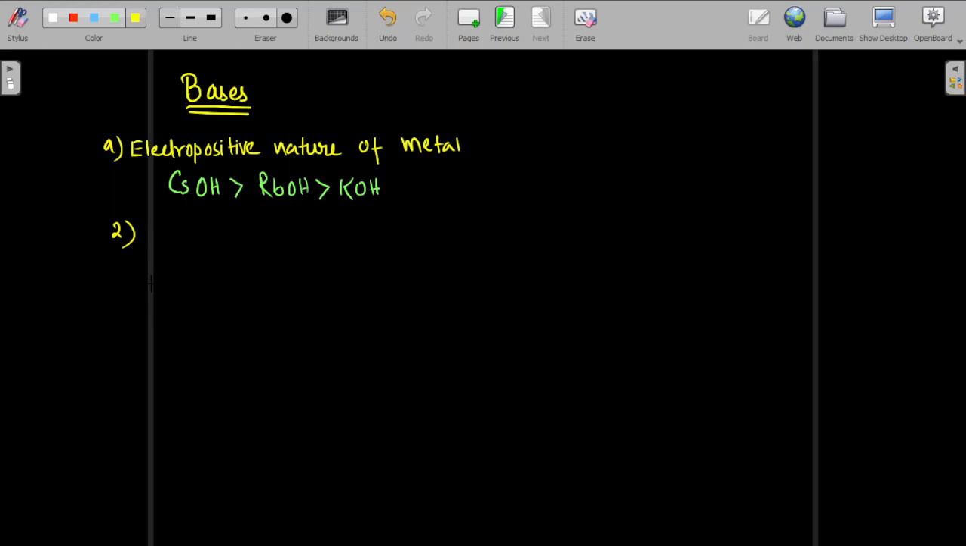hydrides, basic nature of hydrides in the same group. So this concept is already done. Let's go for the period first. If it is in the same period, suppose we are talking about NH3, water and HF, the ones we have already talked about.